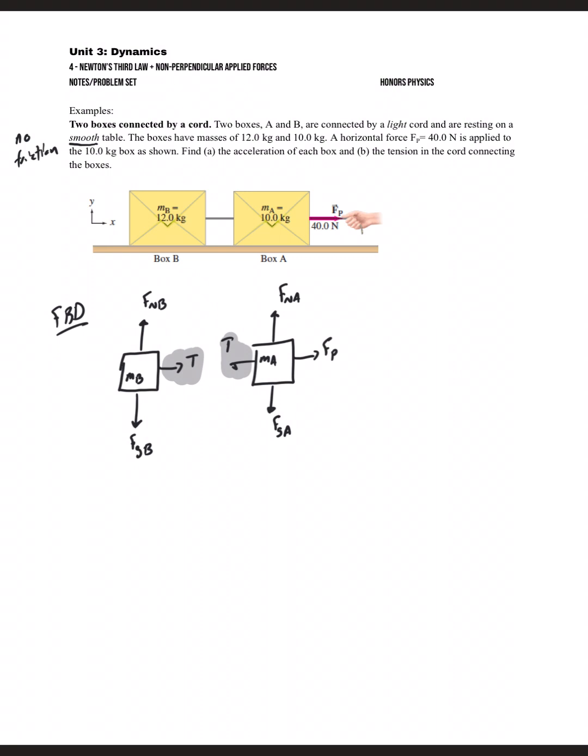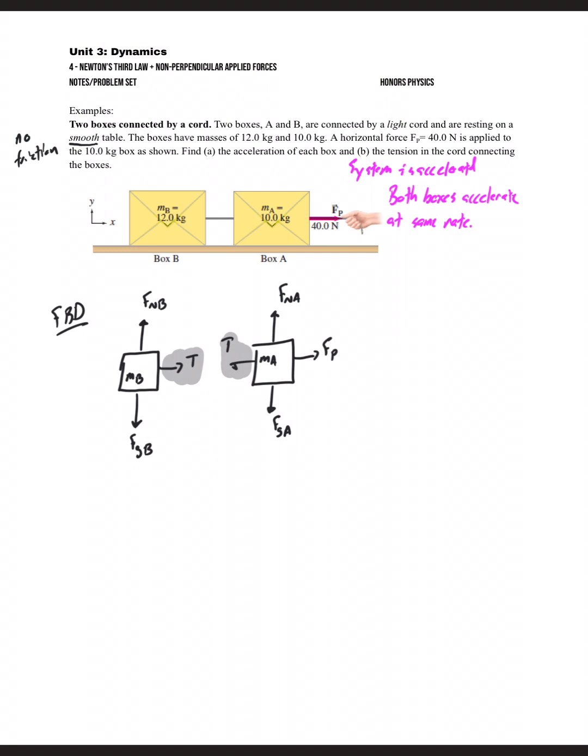So the first question asks us to find the acceleration of each box. And that's an important idea right here. These two boxes, they're connected. They're creating a system. And what that's telling me is the system is accelerated because they're connected. So both boxes must accelerate at the same rate.